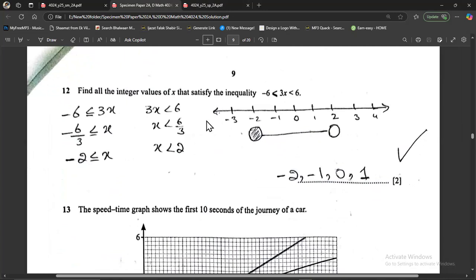And then I will take the second portion, this portion here. I will take it 3x is less than 6. So x is less than 6 by 3. X is less than 2. So I will represent both these results on my number line.